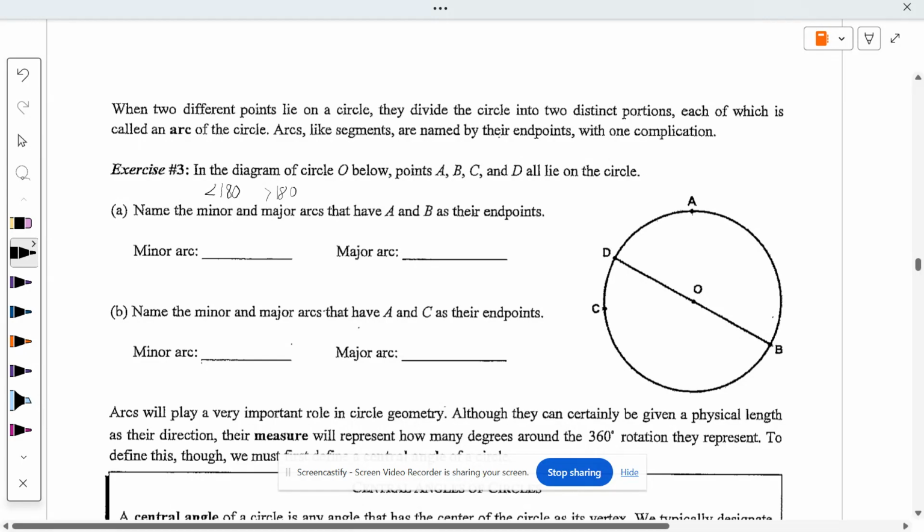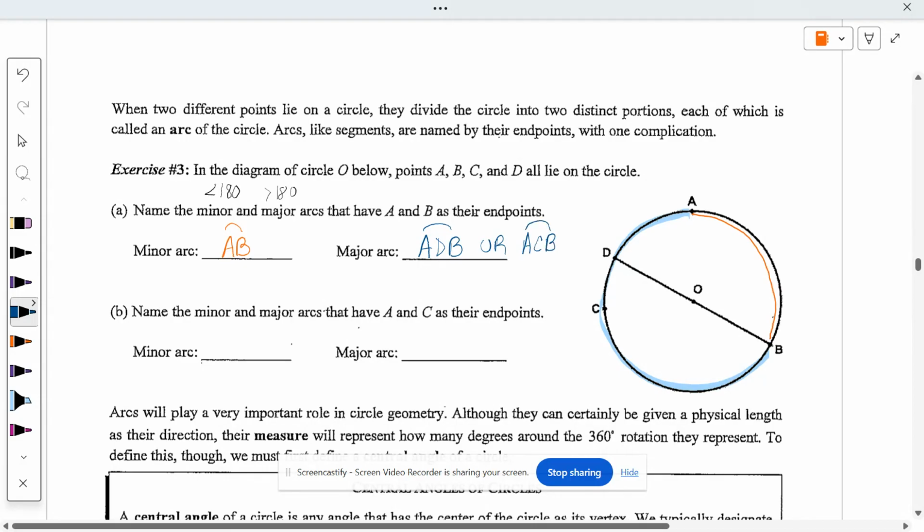So a minor arc is arc AB. We use this symbol over the top of it to represent an arc, arc AB. A major arc would be arc ADB, which can also be named arc ACB. That's our little complication. So arc ADB or arc ACB.